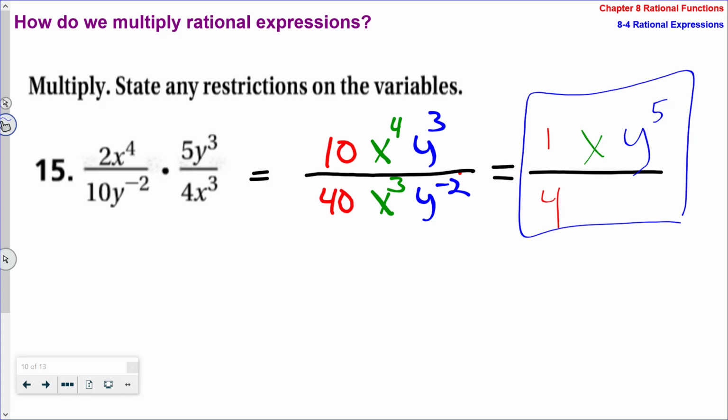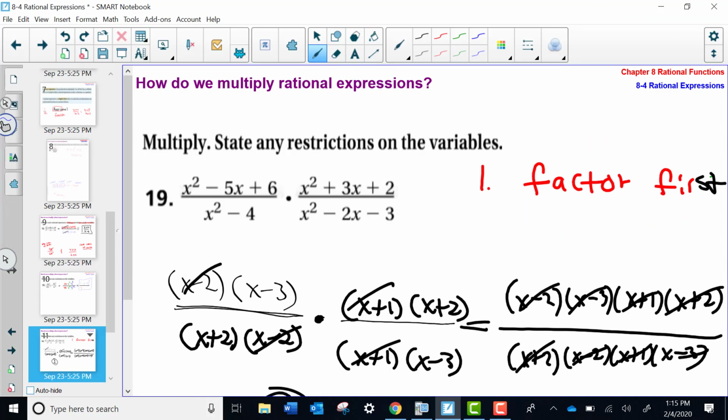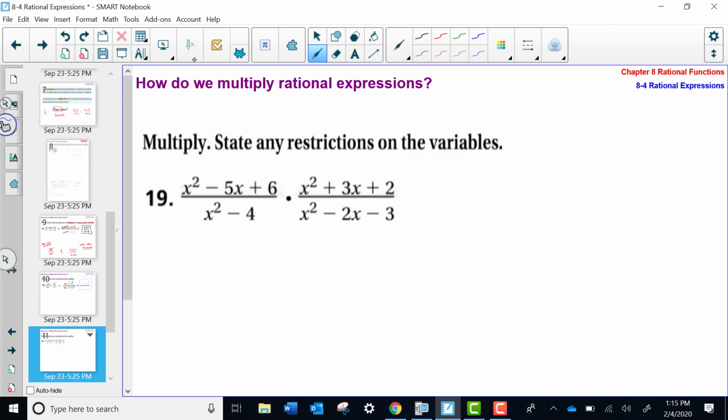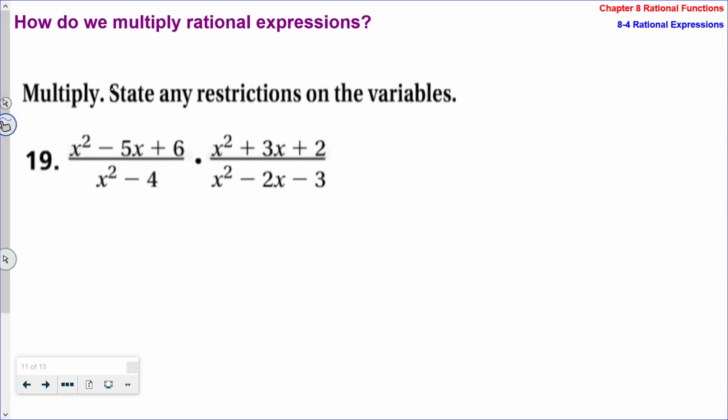Next example. I'm going to need your help. Please take out your calculators. So we're just putting it all together. The first thing we need to do is factor. So we need to factor this. We need to factor that. Factor this, factor that. You don't have to do anything but type these in your calculator to find the factors.